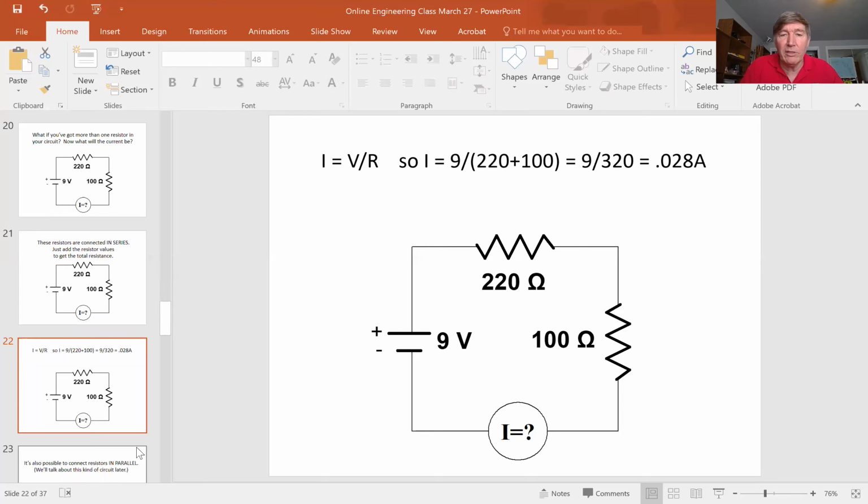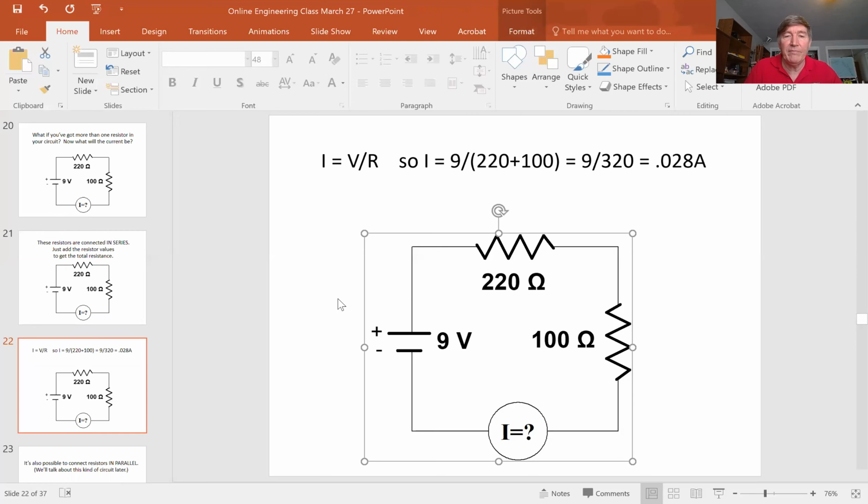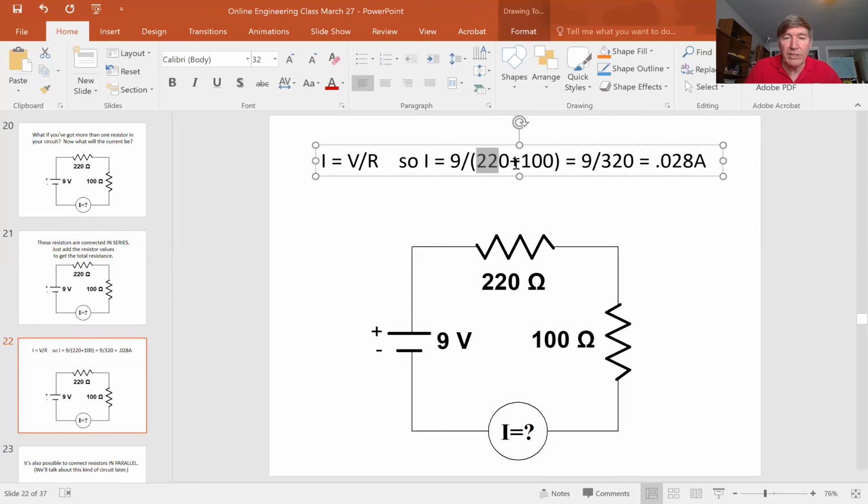Okay, so the total current is just the number of volts, which is 9, divided by the total resistance, which is 220 plus 100. So the answer then is 0.028 amps. Now I see that Van and somebody else here, who was that?